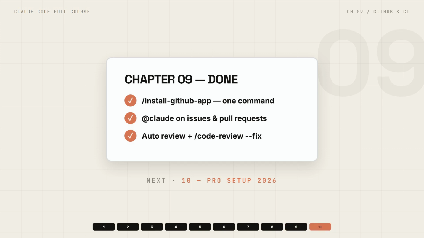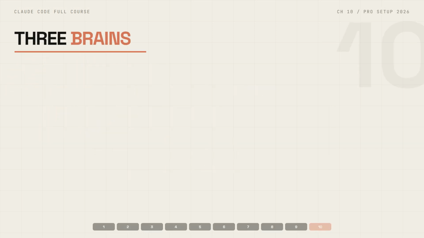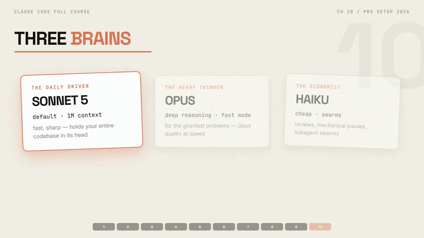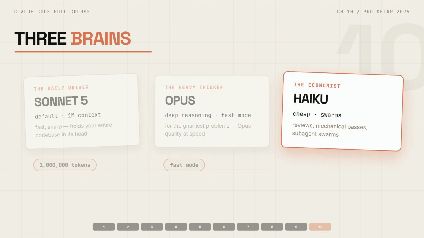Final chapter, the 2026 Pro setup. Let's tune the engine. In 2026, you're choosing between 3 brains. Sonnet 5 is the default. Fast, sharp, and with a 1 million token context window, it holds your entire codebase in its head. Opus is the heavy thinker for the gnarliest problems. And with fast mode, you get Opus quality at much higher speed when you need it. Haiku is the economist: reviews, mechanical passes, subagent swarms.